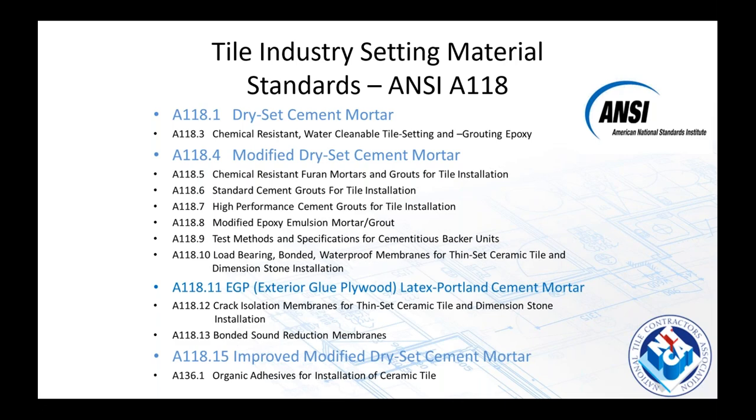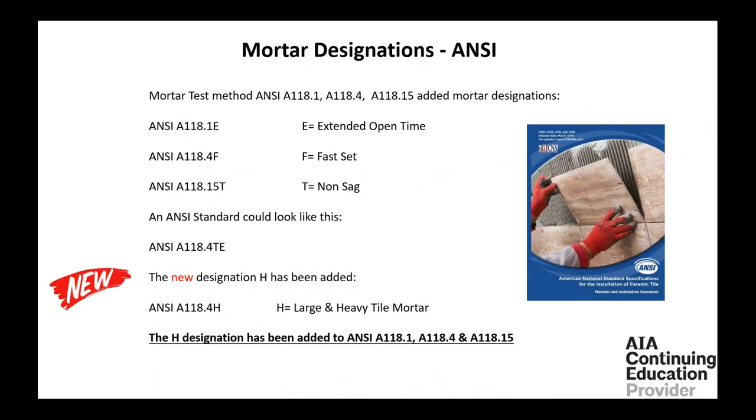Those in blue, of course, are just the mortar ones. The others are other ANSI material standards. A118.1, dry set mortar. A118.4, modified dry set mortar. You must pass all the results for testing for 118.4 in order to get 118.11 for exterior glue plywood, and there's additional testing in that standard. And 118.15 for improved modified dry set cement mortar.